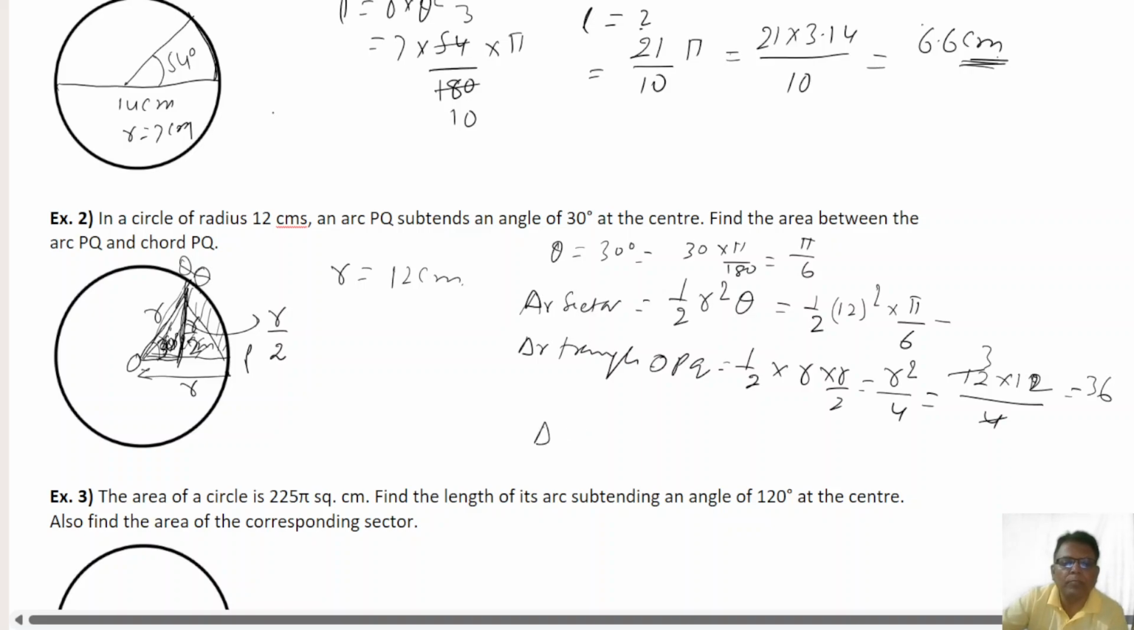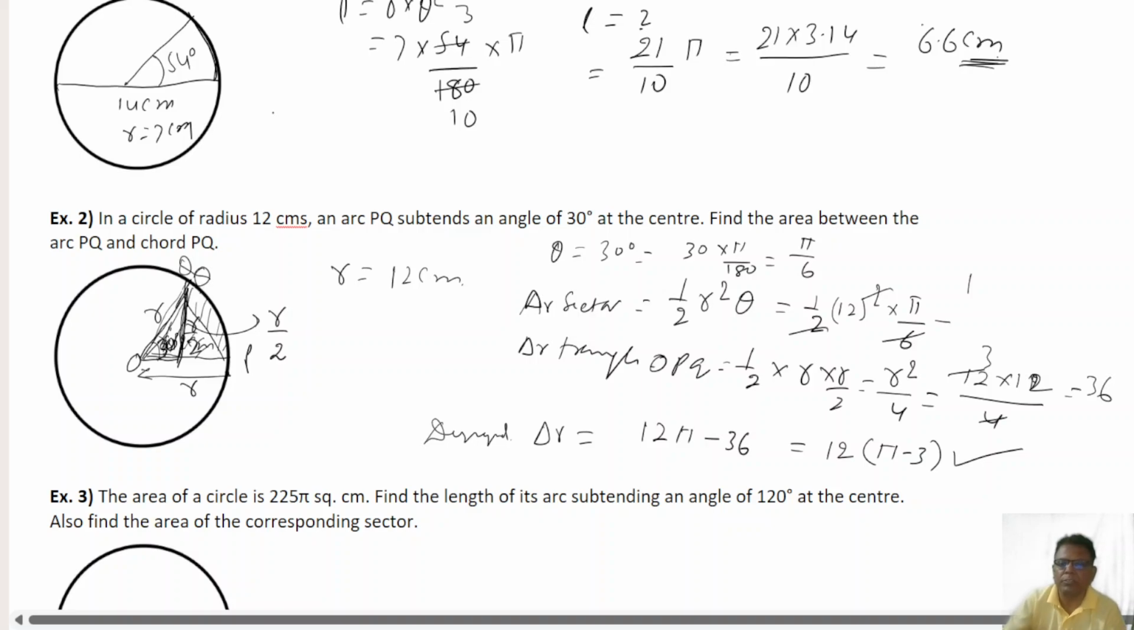Now the desired area is equal to, here you calculate 6, 6, 12, that is 12 pi. 12 pi minus 36 is equal to the desired area. So you take 12 common, pi minus 3. So this is the answer.